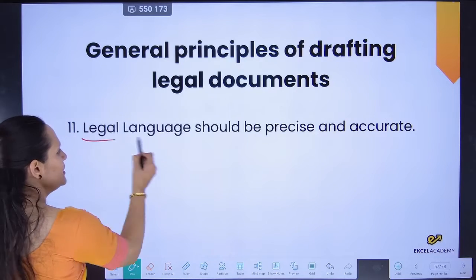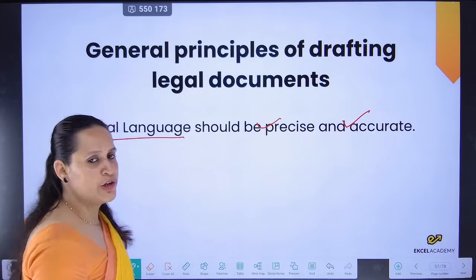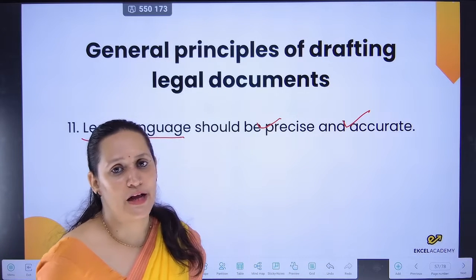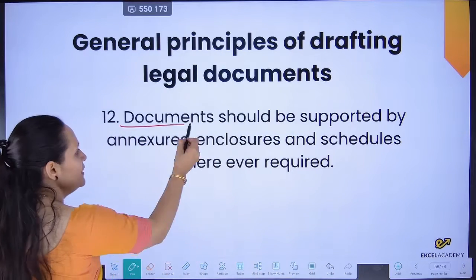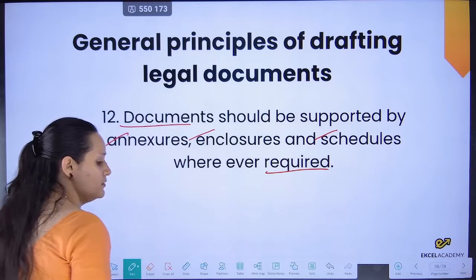The legal language that we are going to use should be precise and accurate. The wordings that you are going to be using should convey the intention, and for that proper language should be used. The documents should be supported by annexures, enclosures, schedules wherever required.